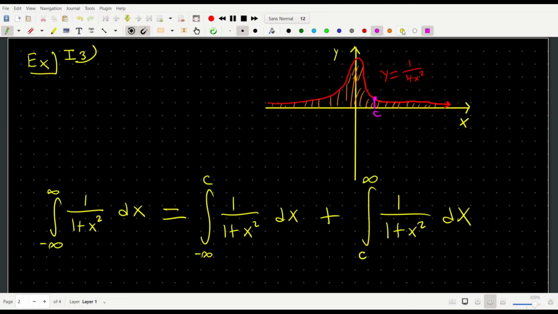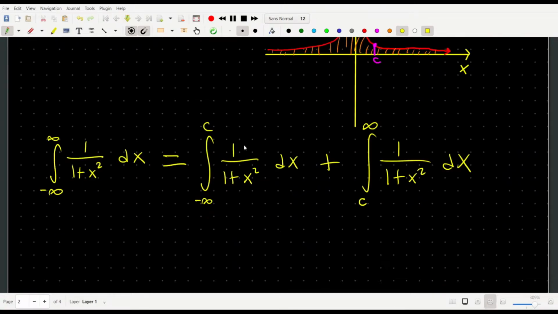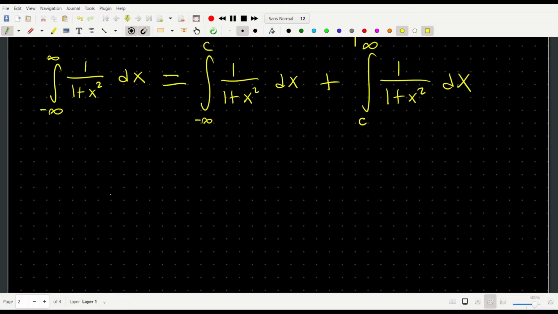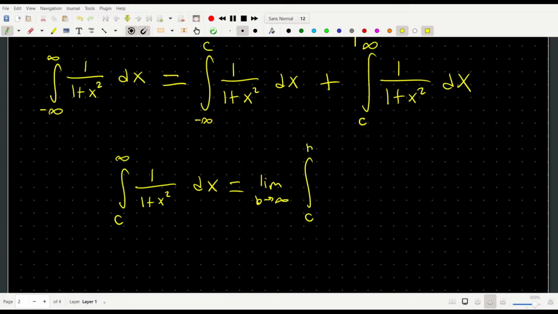So I'm going to start with the second of these two improper integrals, the integral from c to positive infinity. And what's kind of neat here is that you can always think of an improper integral of type 3 as the sum of an improper integral of type 1 and an improper integral of type 2. Or sorry, subtype 1 and subtype 2.